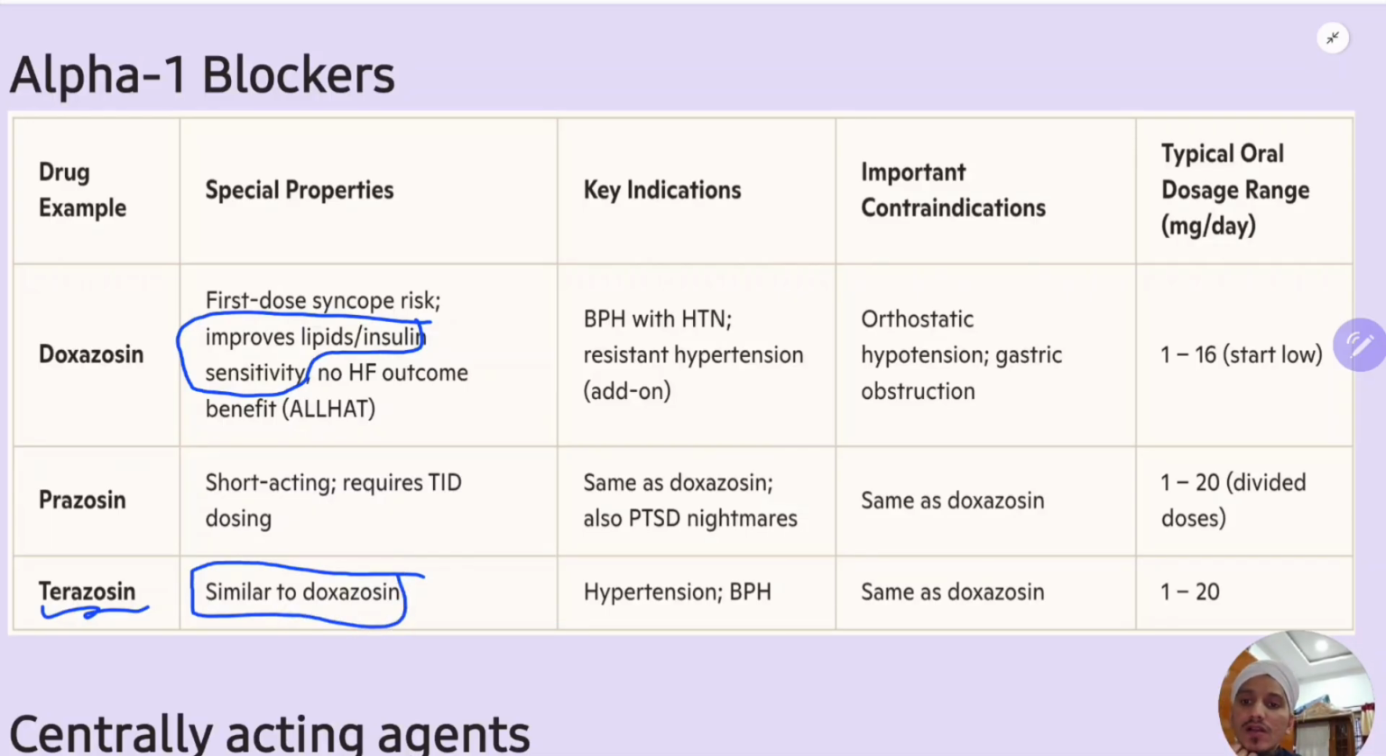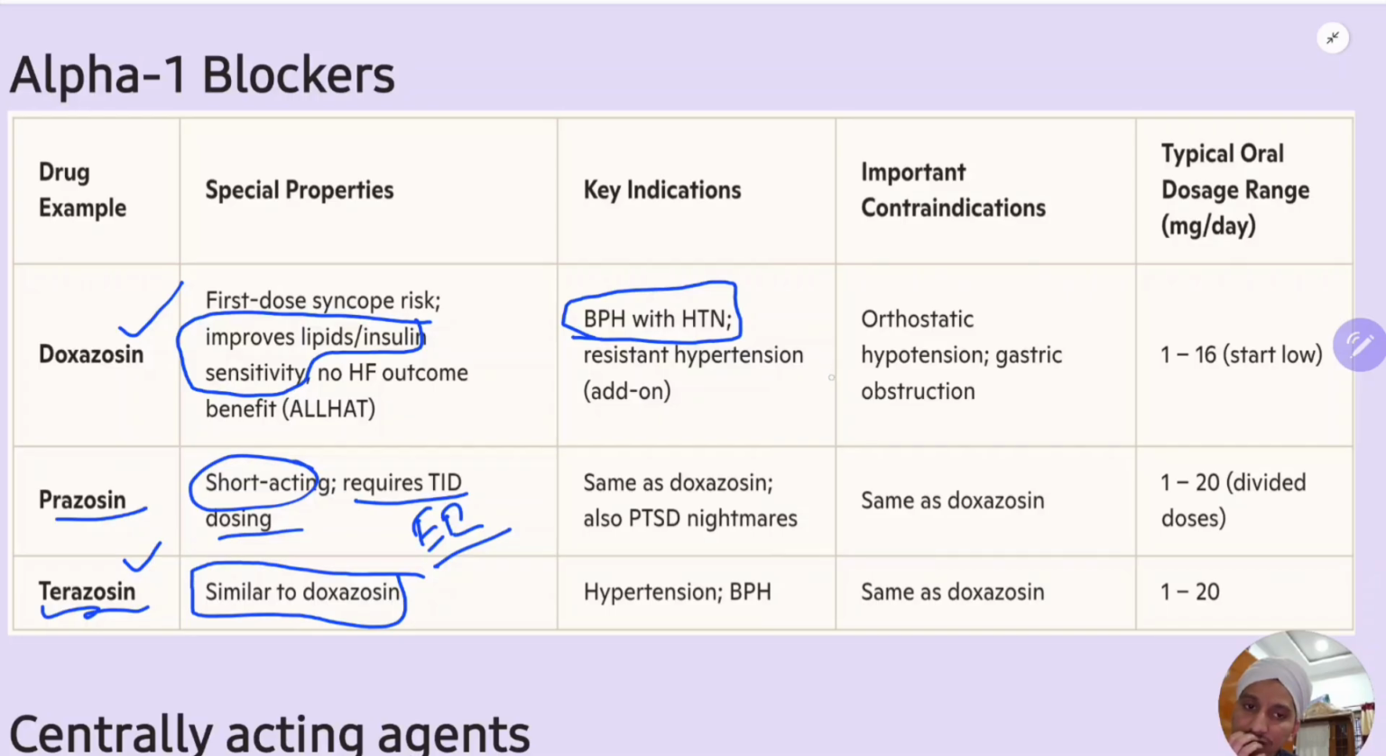What is prazosin? It is short acting. So these are long acting, but prazosin is short acting. So it requires triple dosing, or nowadays extended release forms are available, so you can give once daily at night time this extended release form. So what are the indications? Benign prostatic hypertrophy with hypertension. Why? Because in prostate the alpha-1 receptors are responsible.